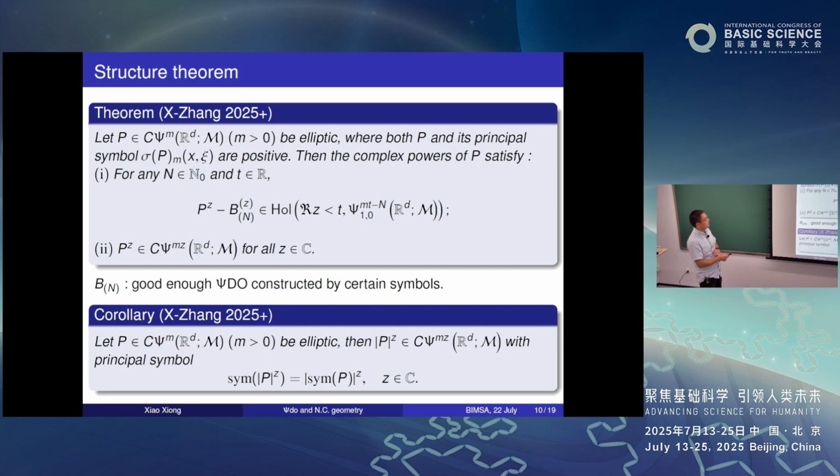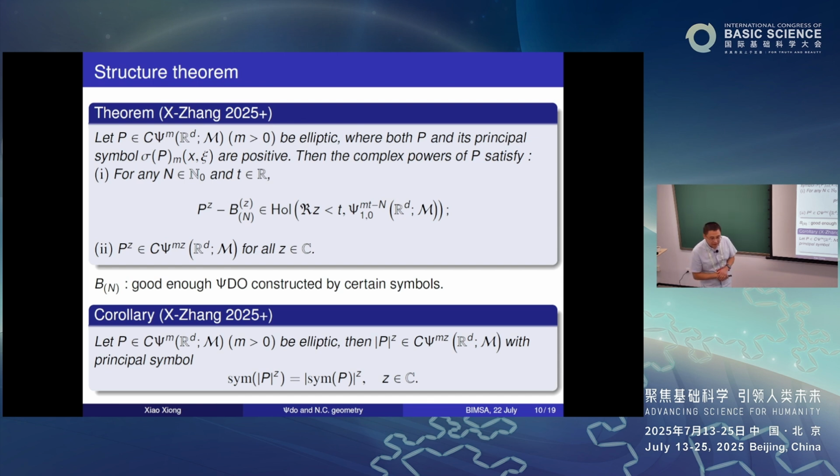And with this theorem, we are able to link, to connect the symbol of the functional calculus and the functional calculus of the symbol. So we are able to connect. And of course, this structure theory as well as the corollary will be important when we try to calculate the trace of the complex power.